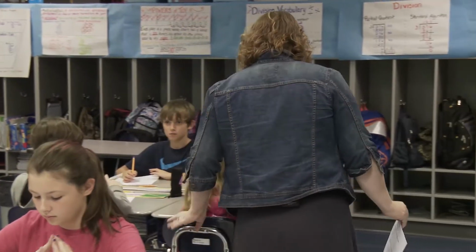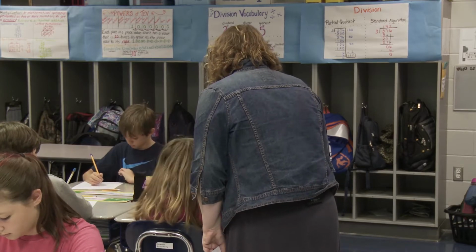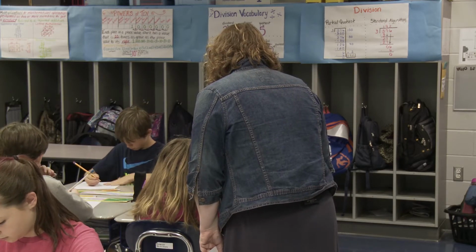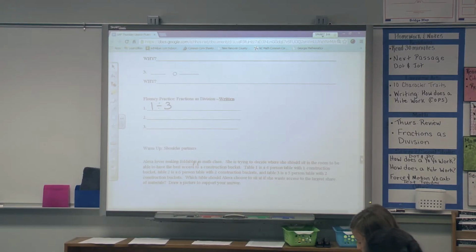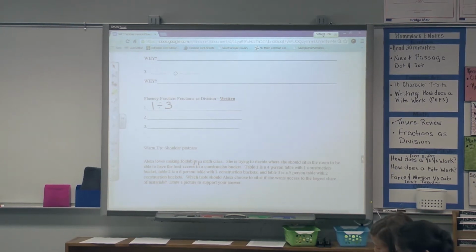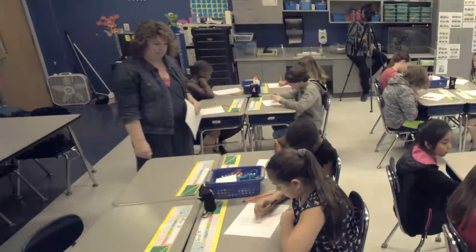If I was to take 1 and divide it into 3, let's draw that as a picture. Draw 1, divide it into 3. How much did you get? 1 what? 1/3. There you go. Just like we did yesterday. Beautiful.